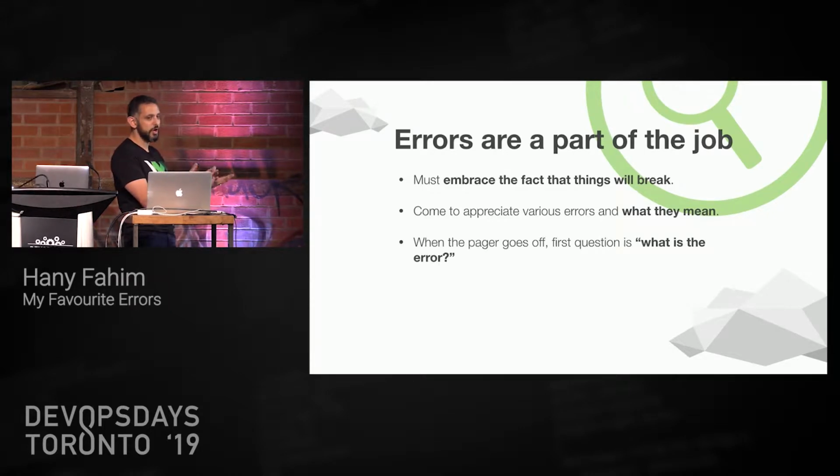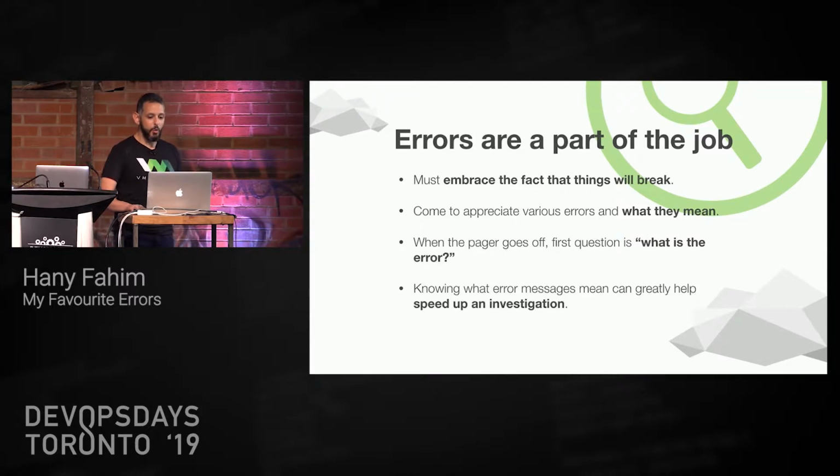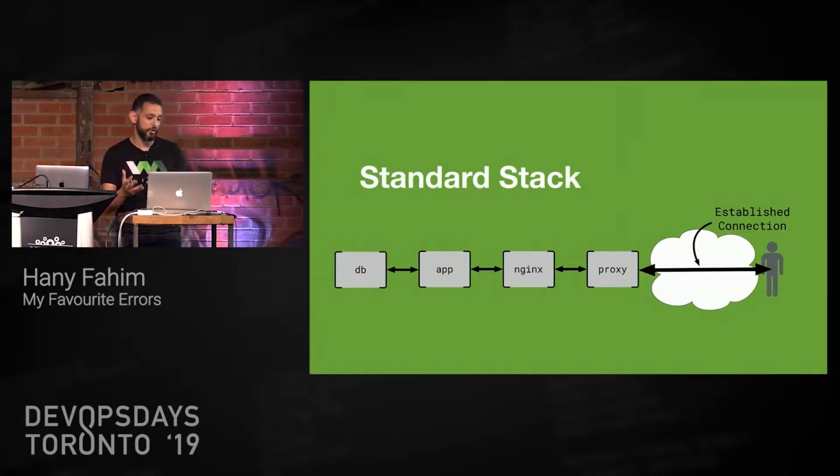I've come to appreciate what various errors mean and where they can help you out. And when the pager goes off, most of the time my first question anyway is, what is the error? Knowing what the error messages mean can help greatly speed up an investigation because it usually pinpoints where to look first. To help illustrate this presentation, I'm going to use this horrid diagram of a standardized stack.